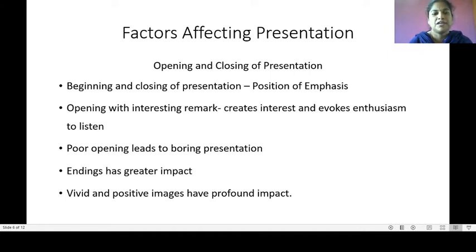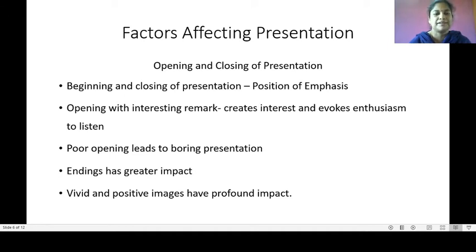What happens if the opening is not good? If there is a poor opening? A poor opening leads to a boring presentation. So as a result, however well you have prepared, the audience may not be interested in listening to the presentation. Likewise, endings have great impact. End the presentation with a vivid, positive image rather than a dull closing.